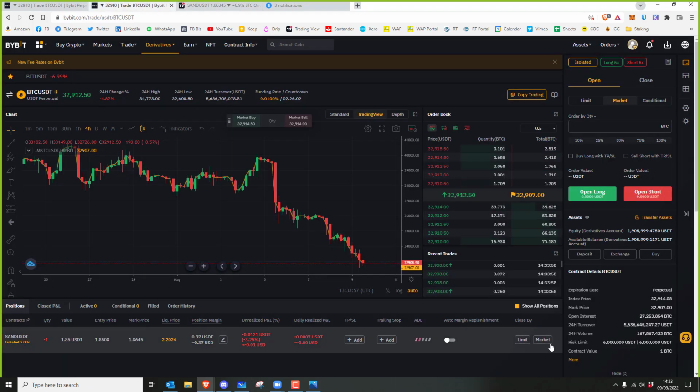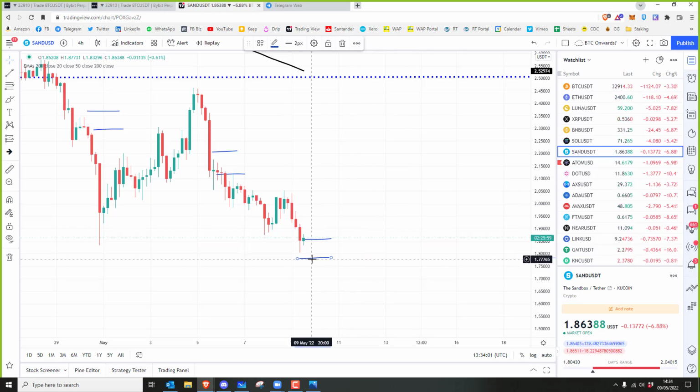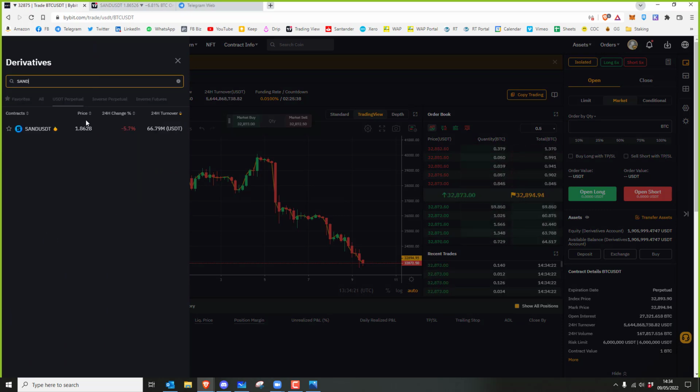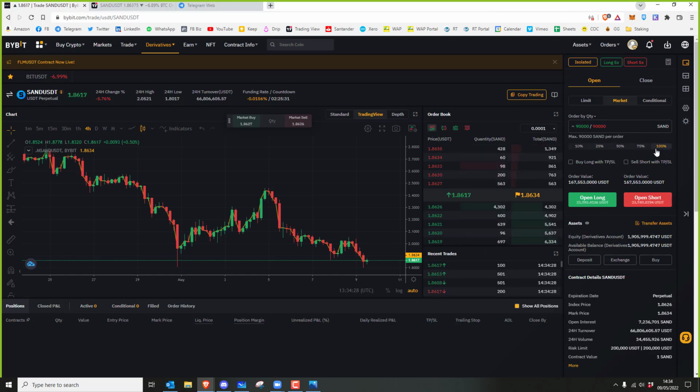Before that, I'm just going to close this trade because we're going to go long now. I always then remember the stop loss. At this level, you can see the crosshairs. It says my stop loss is going to go at 1.783, and I just remember that number, 1.783. So I then go over to here. I need to find Sand. And then I normally just hit one up.